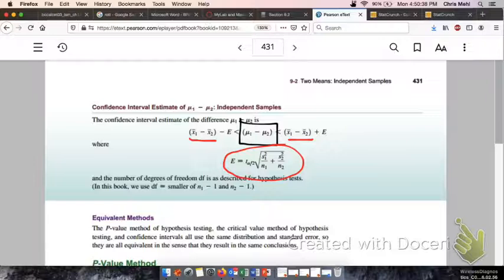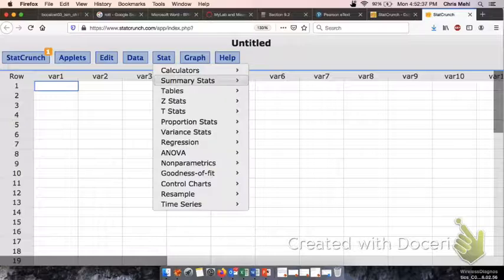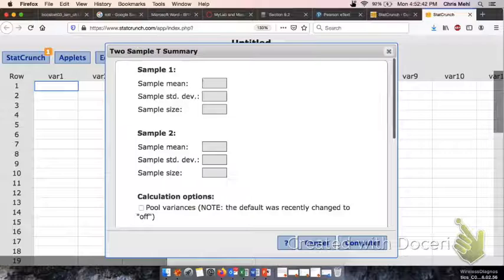Okay, so I'm going to use that same information as before, and my confidence level is going to be 90%. And I'll go ahead and show you how to use StatCrunch for that. It's actually pretty simple. It's in the same place that you did the hypothesis test. Okay, so back to StatCrunch. What you can do is go back to Stat, T Stats, Two Sample, With Summary, and you can enter all that information in again.